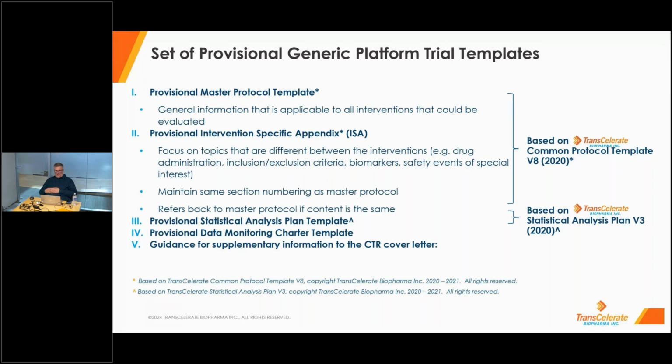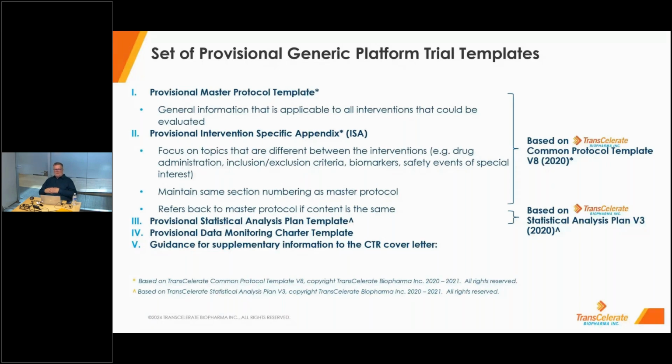In addition to this, we have a provisional statistical analysis plan template, as well as a provisional data monitoring charter template, as well as a guidance document for supplementary information to the clinical trial reporting cover letter for the EU. This may be something new to some.